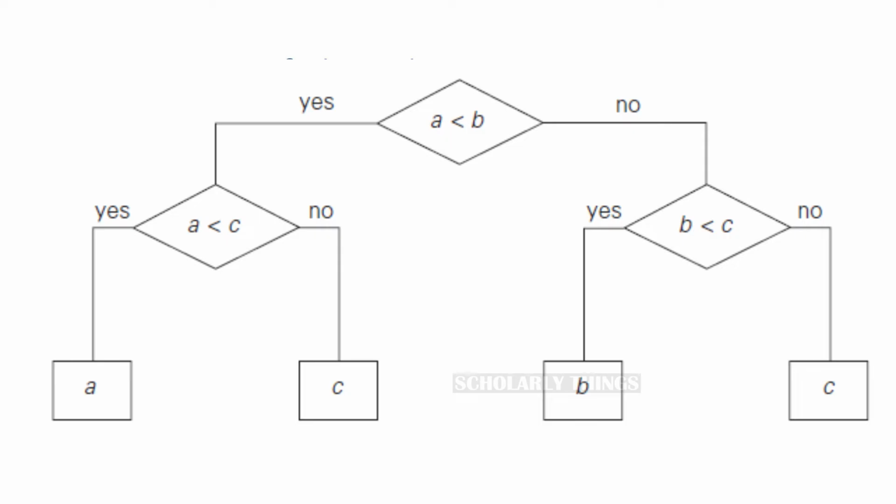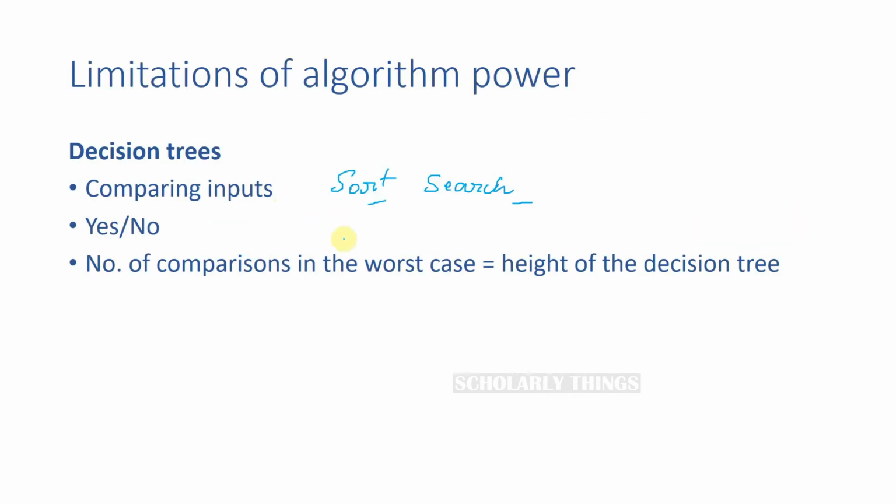The first condition is if A is less than B. Based on that outcome, we continue to go left or right. If A is lesser, we continue to the left side, otherwise to the right side. The number of comparisons in the worst case is equal to the height of the algorithm's decision tree.